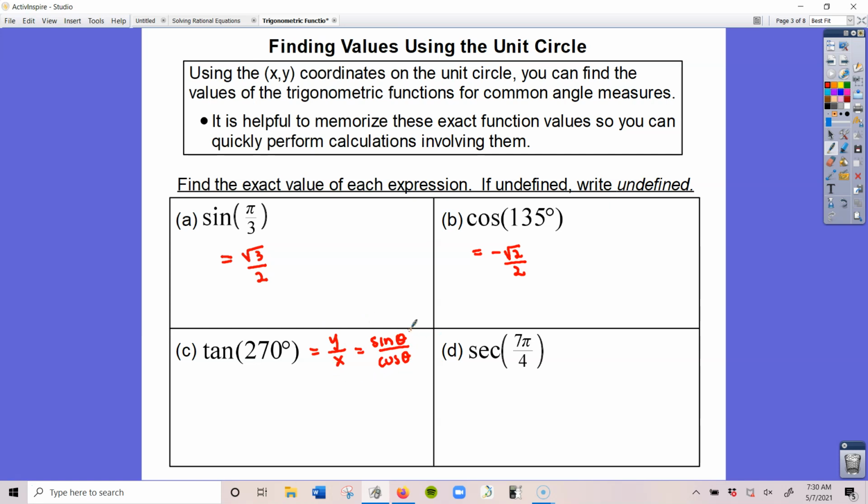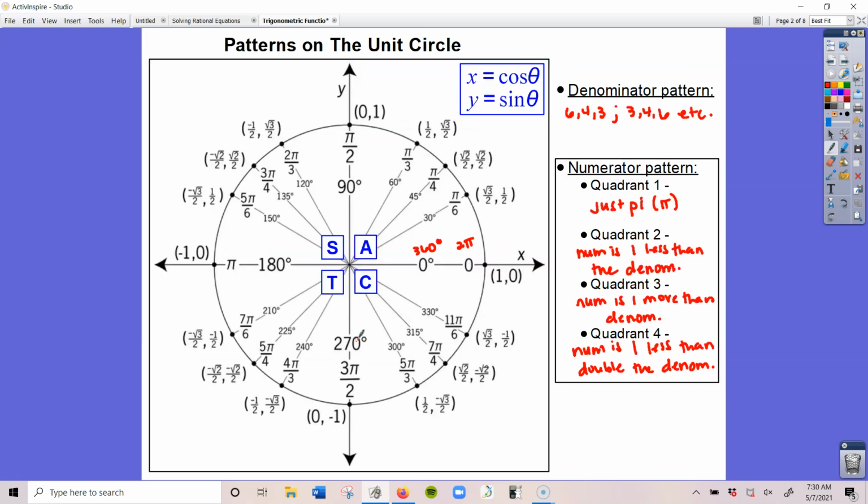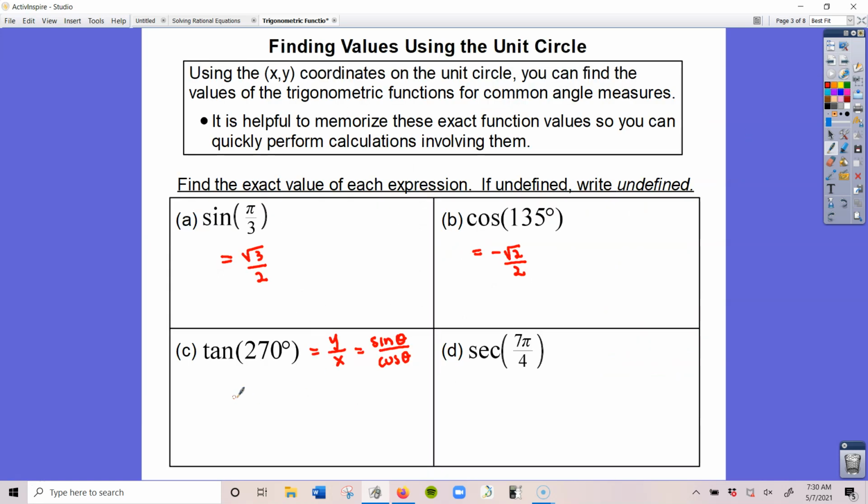So if I want to find the tangent of 270, we're going to go to the 270 degrees, which is here, and these are my coordinates, 0 and negative 1. So the cosine of 270 is 0, and the sine is negative 1. So if I'm going to plug this in, the y is negative 1, the cosine is 0. But here we have 0 in the denominator, so that means that this value would be undefined. So there is no tangent of 270.